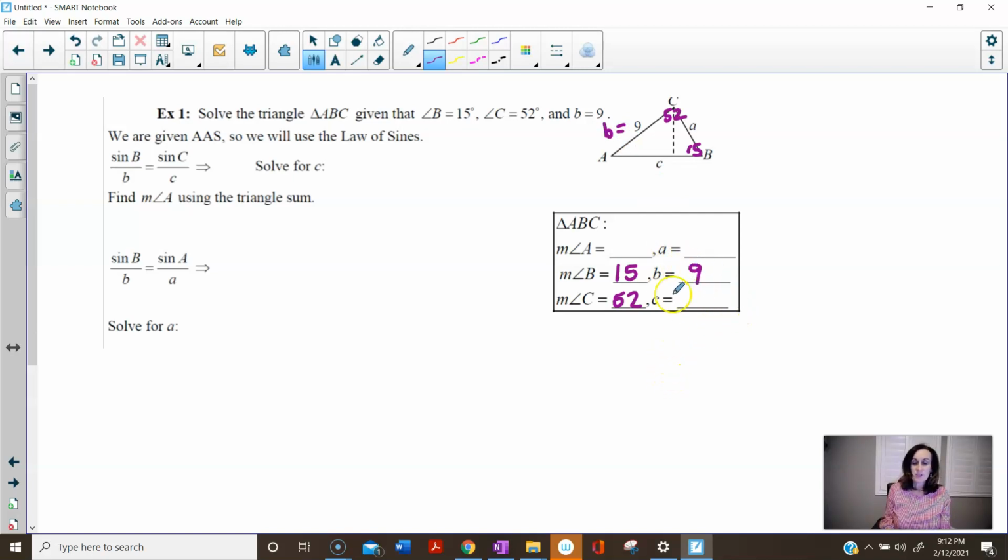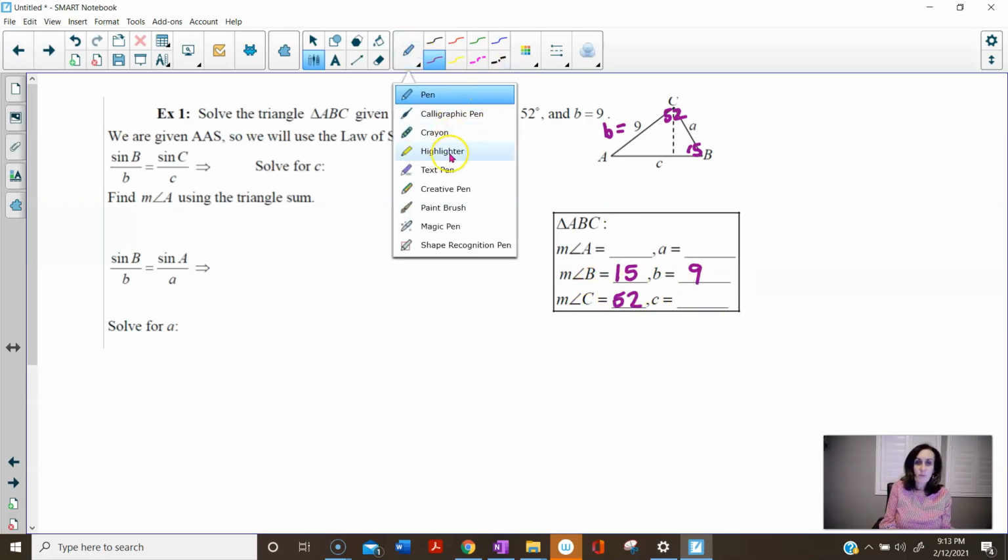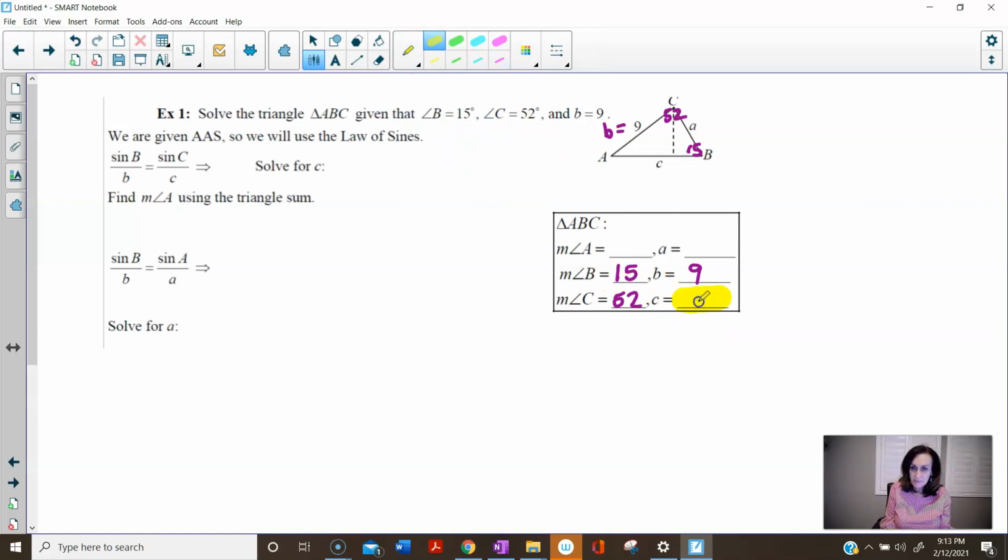And so do you see how if I were to pair up my B's and my C's, I only have one missing side. So I have 3 of the 4 measurements. So that's what you're going to do. You're going to do the sine of B over side B equals the sine of C over side C. And then it's really simple. It's just a proportion. So here we go.